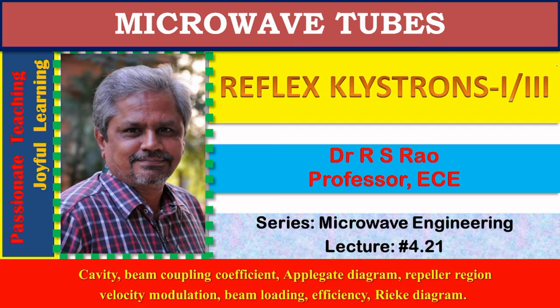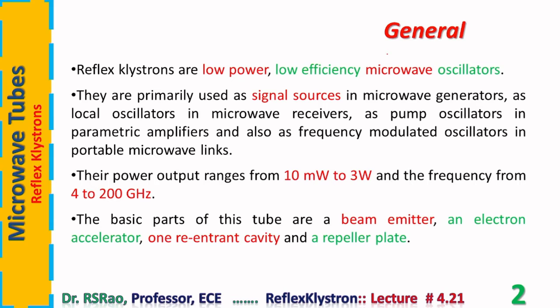In the present session, the focus is mainly on structural features of reflex klystron, description of its functioning, beam coupling quotient, transit time of the electrons, bunching parameter, in addition to some more important aspects of the device. Now, let us move to the core session. We begin with certain general introductory statements pertaining to reflex klystrons.